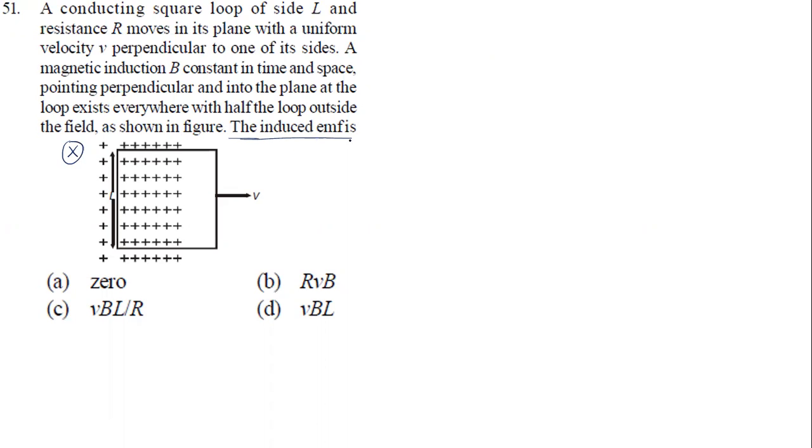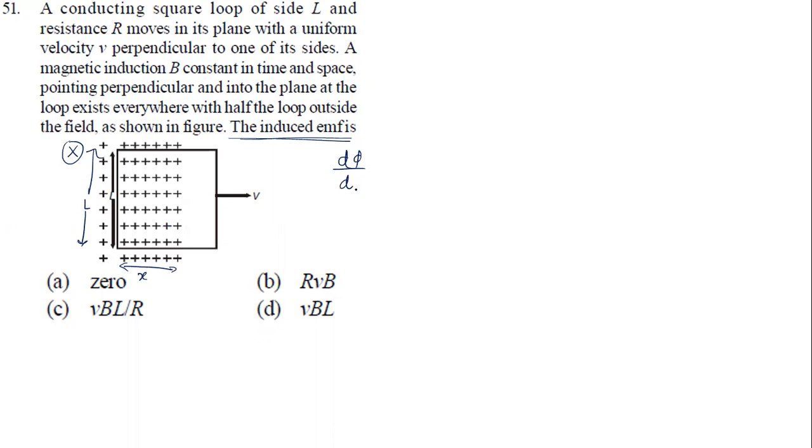Now we need to find the induced EMF. Is the flux changing or not? Of course the flux is changing, and as the flux is changing, there must be an induced EMF. It is like the motion of a conductor in a magnetic field, so it is the concept of motional EMF. As this conductor moves, the area keeps changing, while this length remains constant.